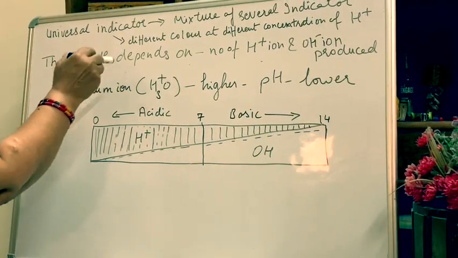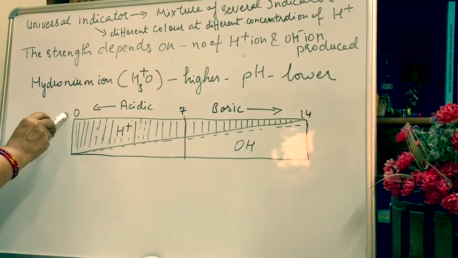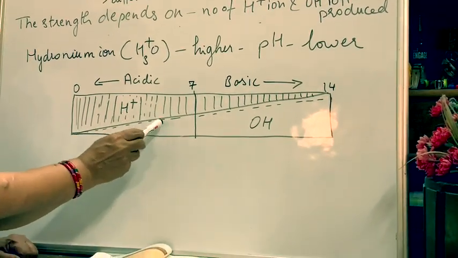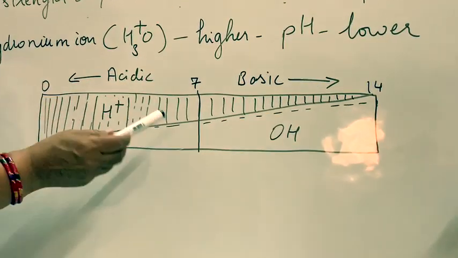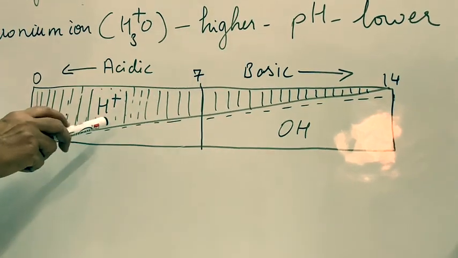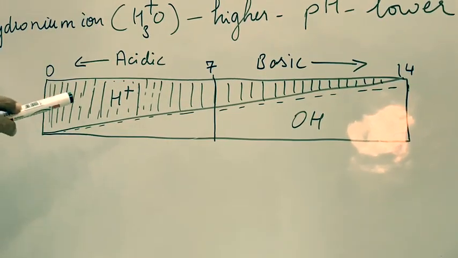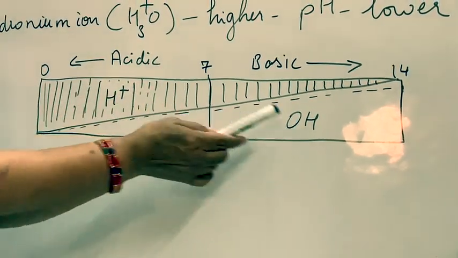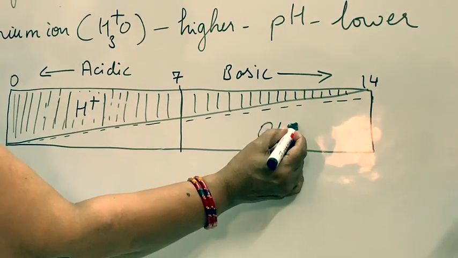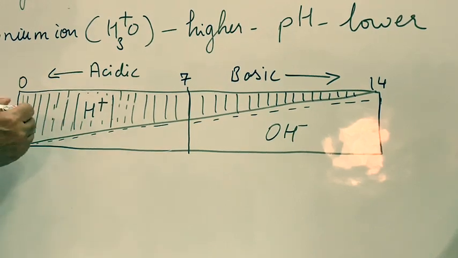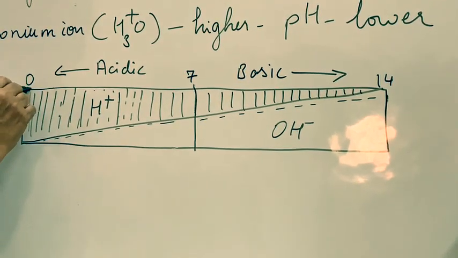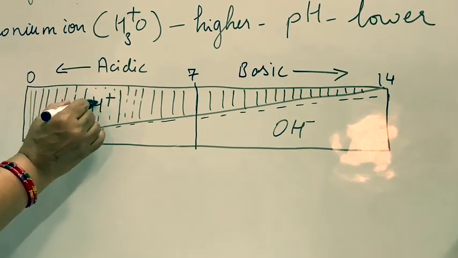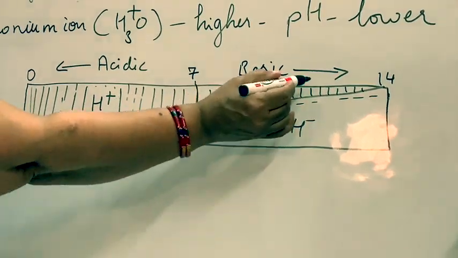So now the pH scale is something like this. This chart shows the strength of hydrogen ion and OH ion. Actually they both are present. Acidic and basic strength depend upon the concentration of hydrogen ion and the concentration of OH ion. Just as in the figure we can see, when we move from 0 to 14, the concentration of hydrogen ion is decreasing.